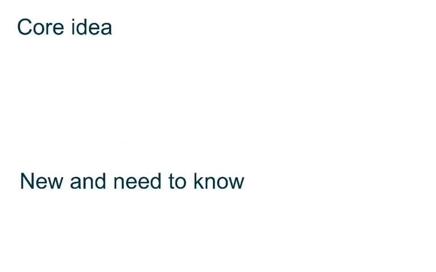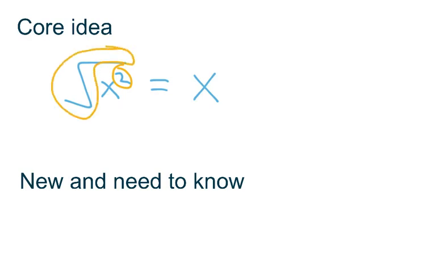And so that leads to a core idea, something that we have to understand fundamentally in order to do a lot of the things we're going to be doing. And that is the square root of x squared is equal to x. The core idea is that squaring and square rooting undo each other. And so when we do some examples, you'll see how we use that.